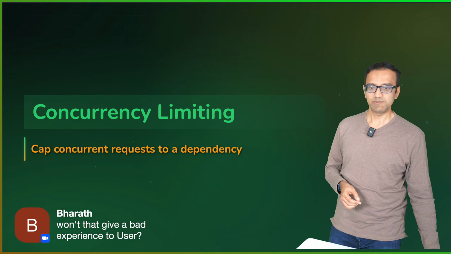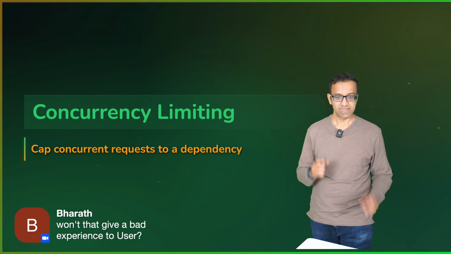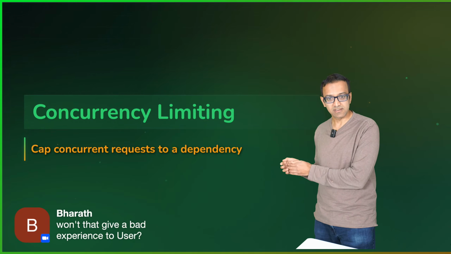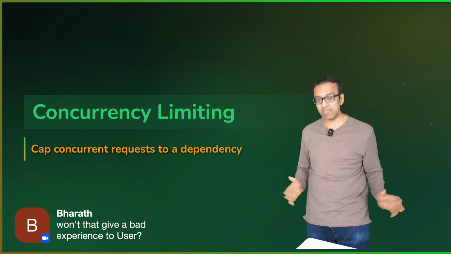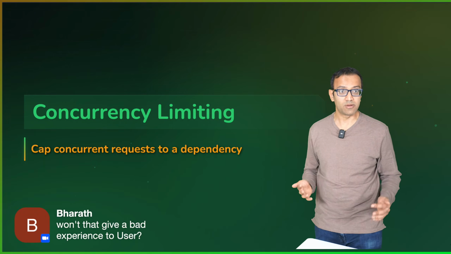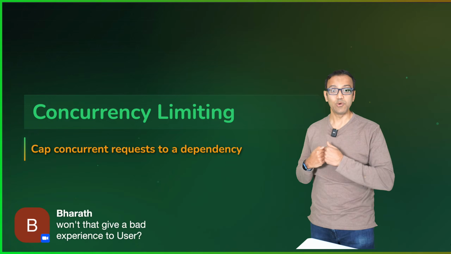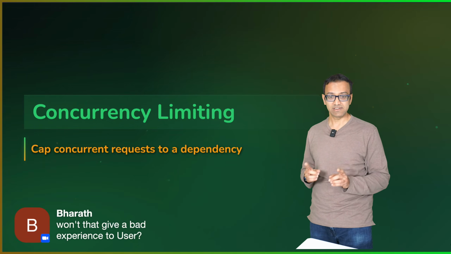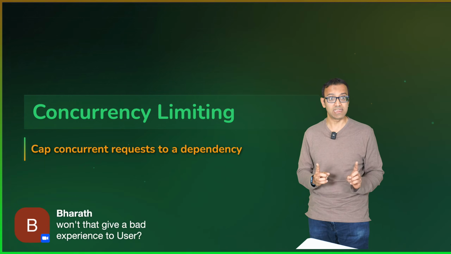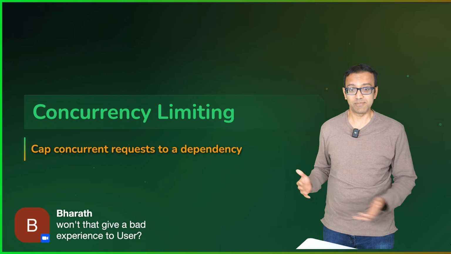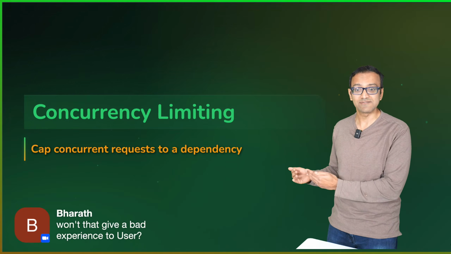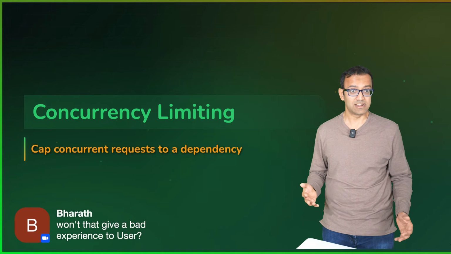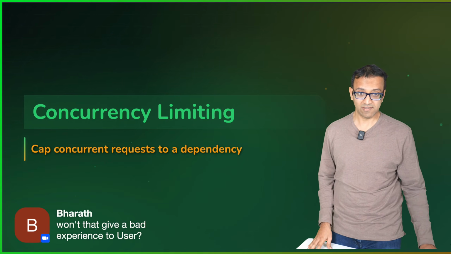Won't that give a bad experience to the user? Yes, it will. That's the point. We want to limit the bad experience to only certain users so that the whole application does not go down and we give a bad experience to everyone, right? The point is, again, remember, containing the blast radius, minimizing the damage, not eliminating it. If we can eliminate it, great, but we are at a situation where we cannot. So we might as well have a bad experience to a few users than bring the whole application down and bring everything down to everyone.